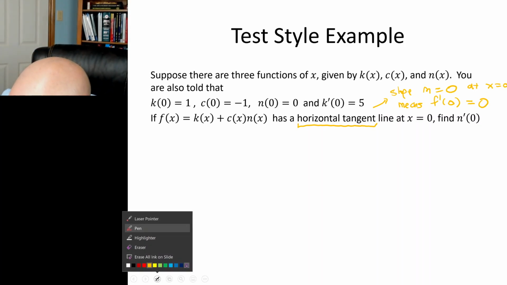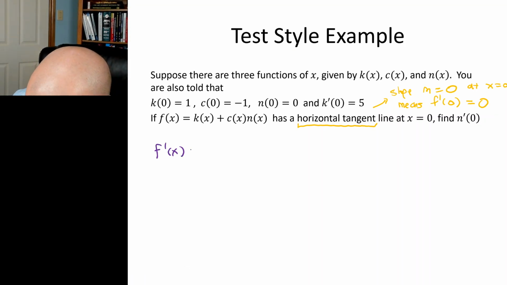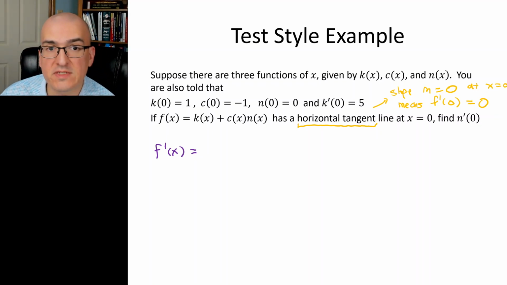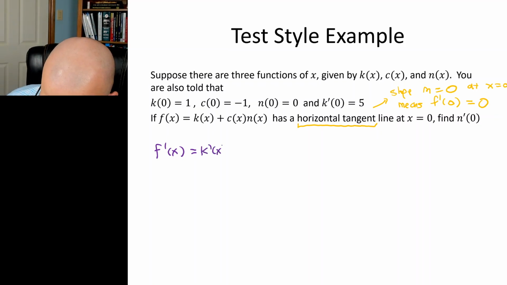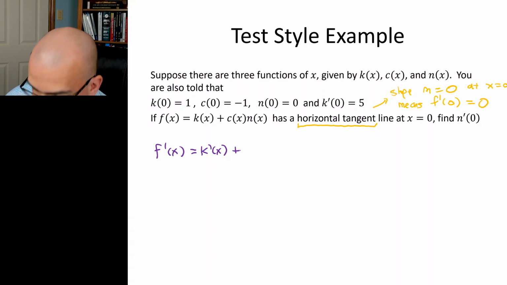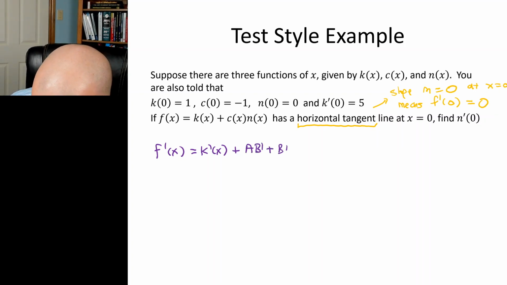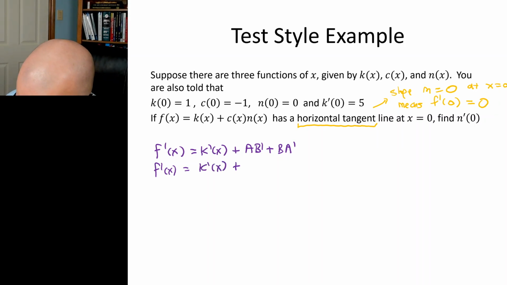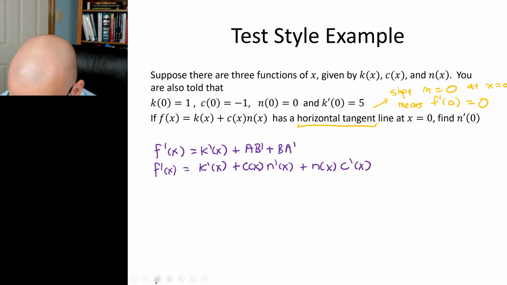So let's take the derivative of everything. I'll take the derivative of the first piece. The derivative of k of x is just k prime. Nothing weird's happening there. It's not multiplied by anything. Plus, we have a product rule. We have an ab prime plus ba prime. So f prime of x is equal to k prime of x plus a is c of x. And then b prime, the derivative of the second term, is n prime of x, plus b is n of x, times the derivative of the first part, which is c, so c prime of x. Not so bad. Now we plug in our data.